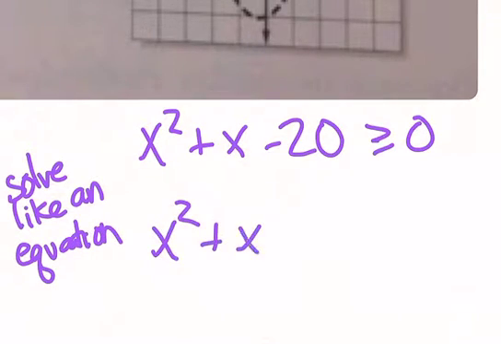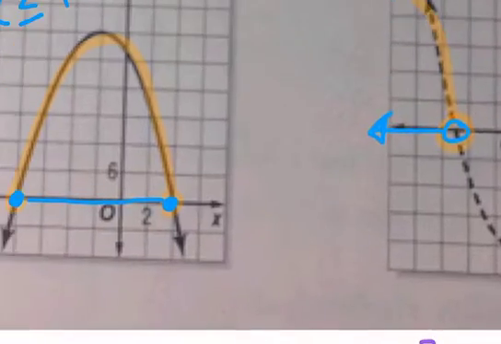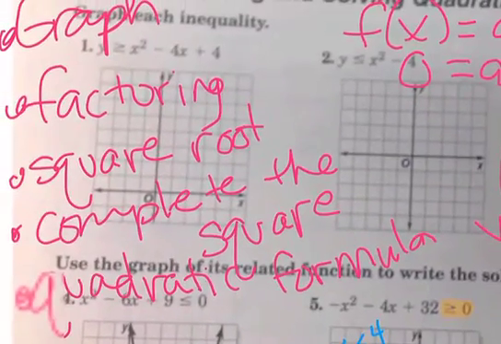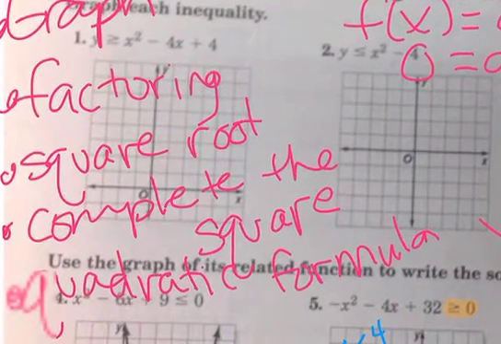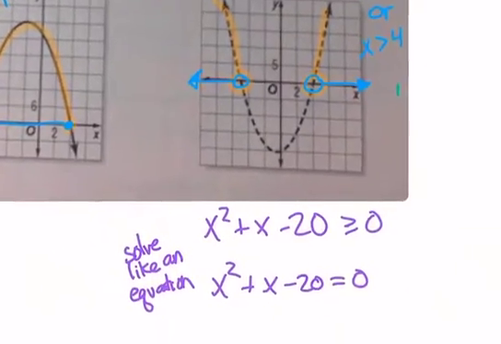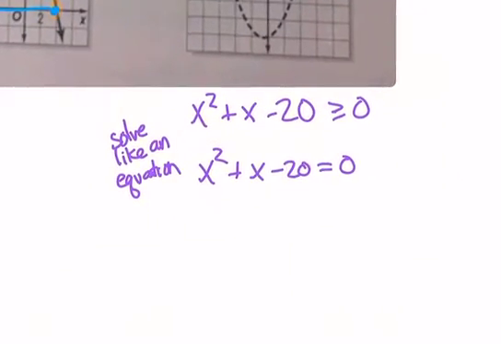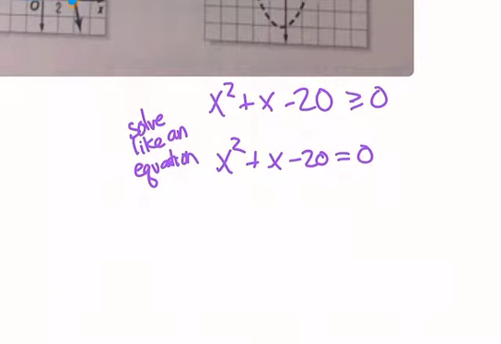x squared plus x minus 20. I want to figure out when it is equal to 0. In order to do this, we could use any of those tools we talked about just a minute ago, where we said we could use graphing, factoring, square root of the square, or the quadratic formula. Depending on the problem and how familiar you are with those tools, you might choose different ones. I myself am seeing that this one will factor. What are the paired factors of negative 20 that add up to a positive 1? That's going to be a positive 5 and a negative 4.